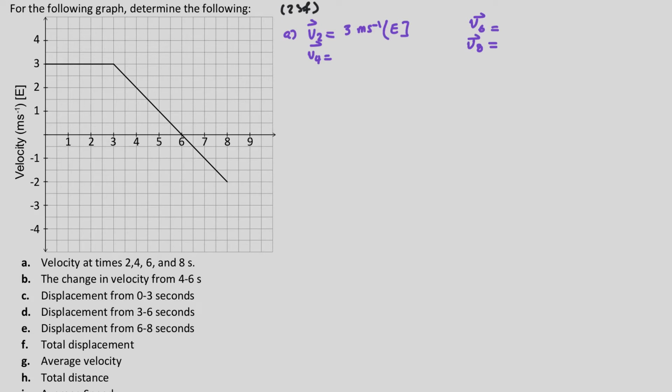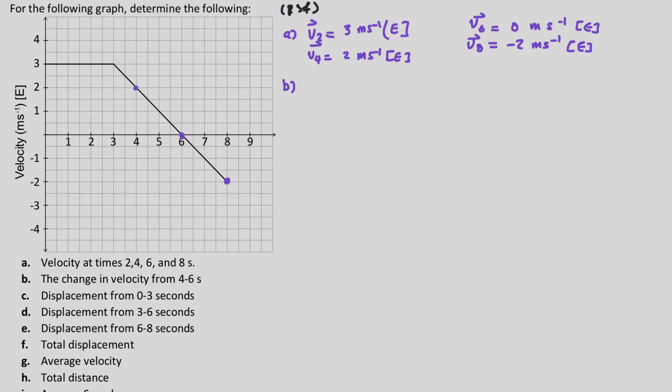Velocity at 4 seconds, well, that's right here. That's 2 meters per second east. Velocity at 6 seconds, right in here, that's 0 meters per second east. And I should just make my life easier. I'm going to make this one good to one significant figure. And finally, for the last one, at 8 seconds, we are at negative 2 meters per second east or 2 meters per second west.